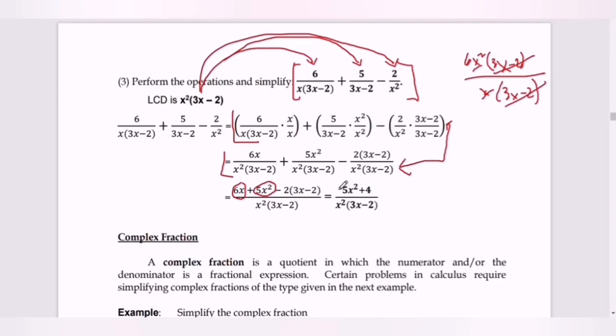So overall, our answer would be 5x squared. If we're going to simplify, 6x minus 6x will be cancelled, because negative 2 times 3x is negative 6x. So 6x minus 6x is 0, and negative 2 times negative 2 is positive 4. So the numerator in the simplest form of this expression is 5x squared plus 4, divided by x squared times 3x minus 2. So this is already the simplified form.